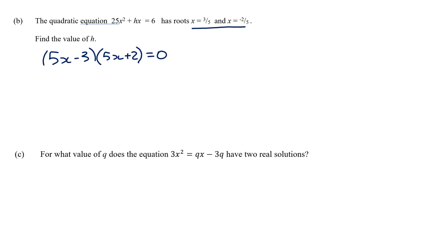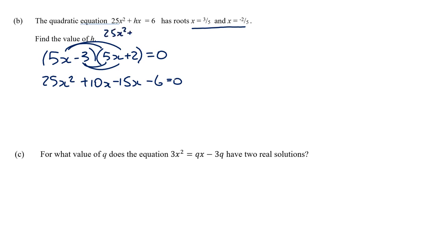And so now if I expand this, 25x squared plus 10x minus 15x minus 6 equals 0. Well, that's pretty much the same as that above, isn't it? Except this part here is negative 5x. So that there must be negative 5.